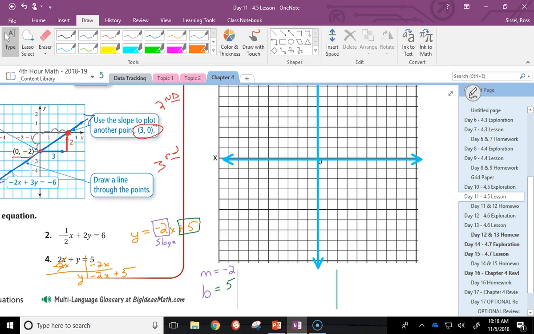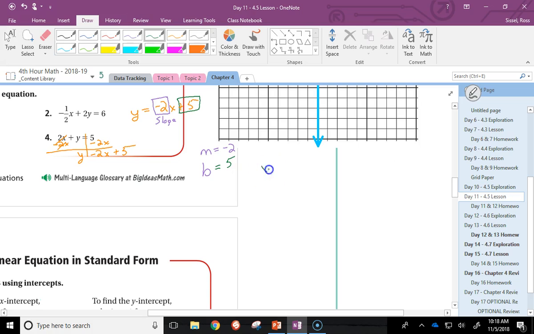Good. Remember, negative 2 is our slope. That's telling us how steep our line is. That's not telling us a point on the line. B is our y-intercept. Remember, y-intercept means it crosses the y-axis. It is a point.